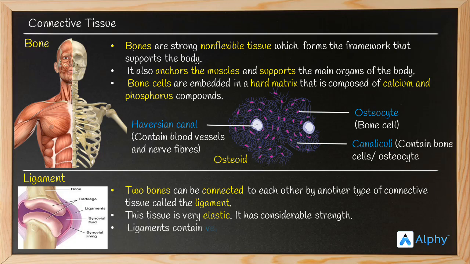Moving on, the ligaments contain very little matrix and connect bone with bone, and we know that they connect bone with bone and they contain very little matrix for attachment, right? So that was about ligament, the connective tissue.